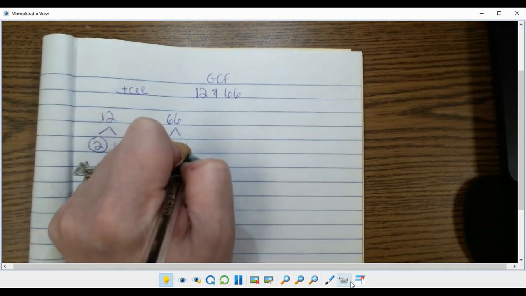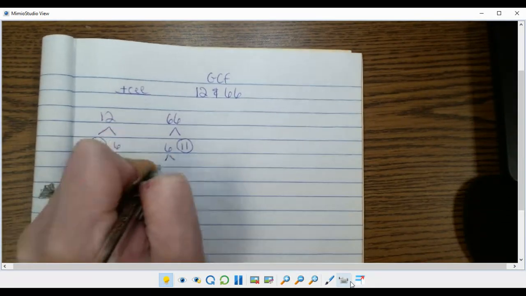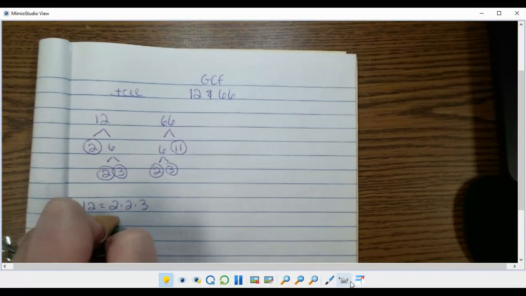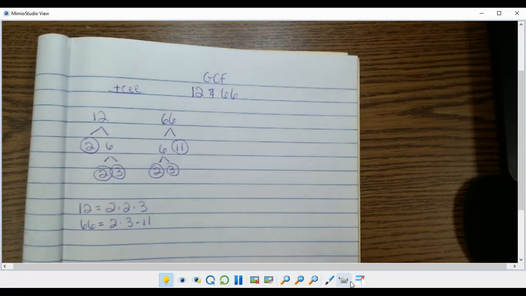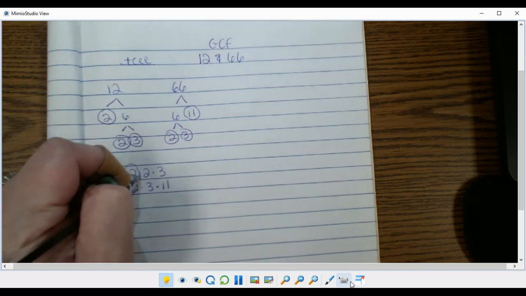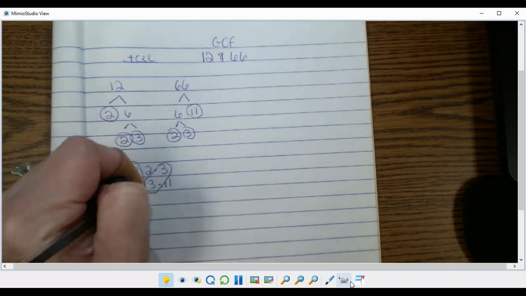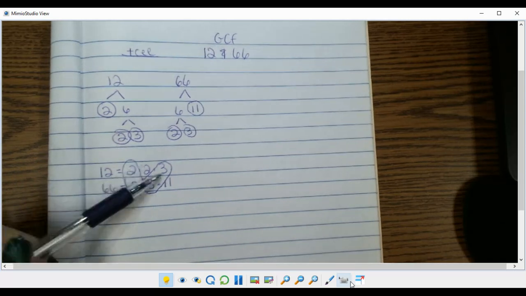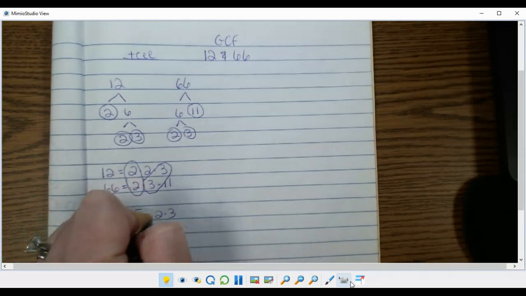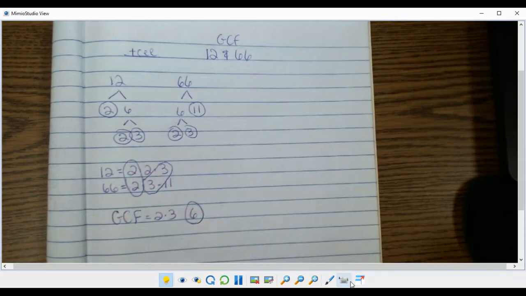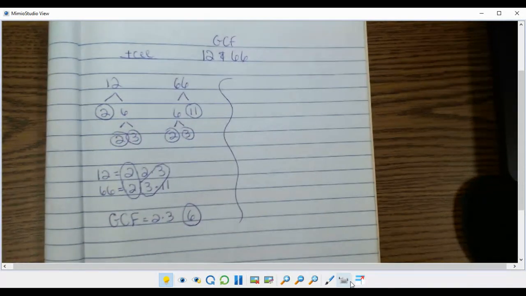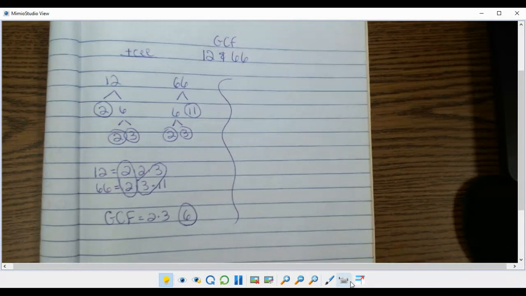66 is 6 times 11. Well, 11 is prime. 6 can be split into 2 and 3, and then they are prime. So 66 is 2 times 3 times 11. Now, when I look for the things that are in common, they have to be on both. So I've got a 2. I've got a 3. There isn't a second 2, and there isn't an 11. So again, our GCF is 2 times 3, or 6. You don't have to do both methods. Pick the one that you like, pick the one you're comfortable with, and stick with it.